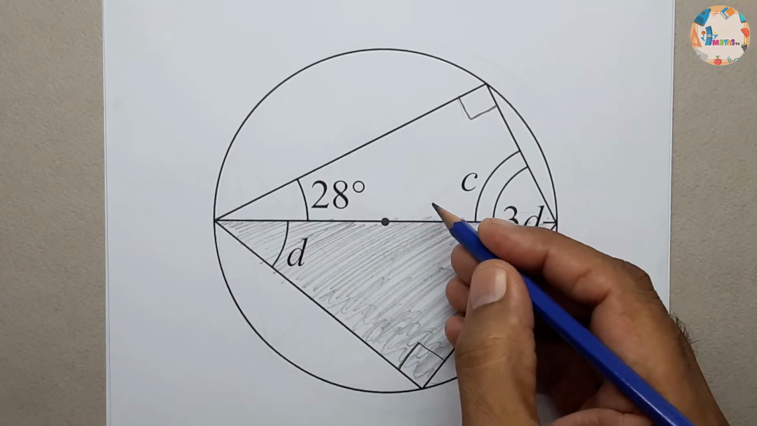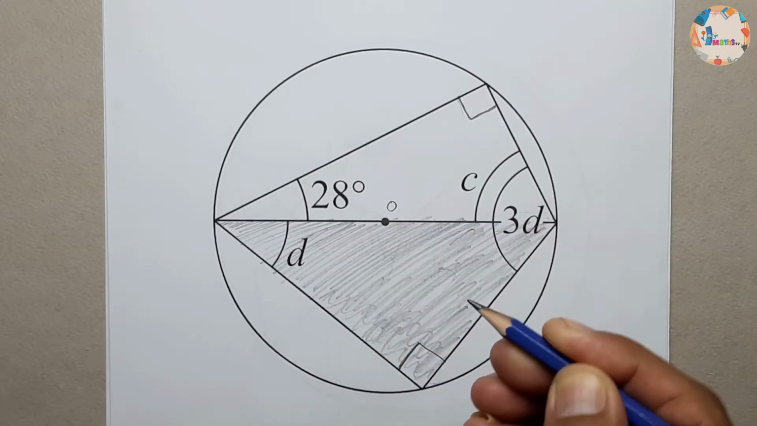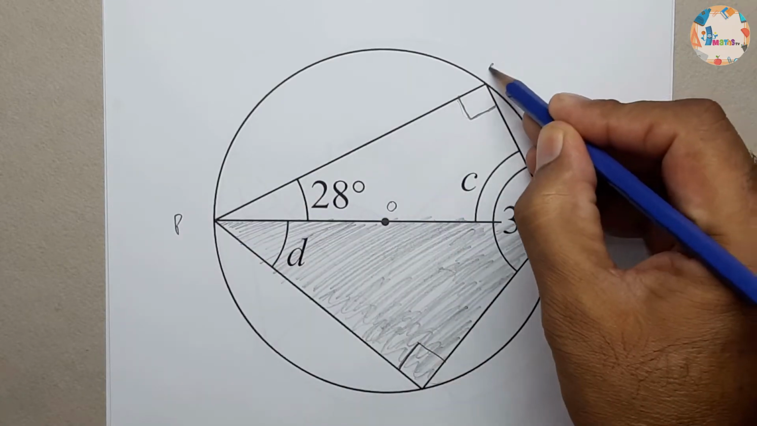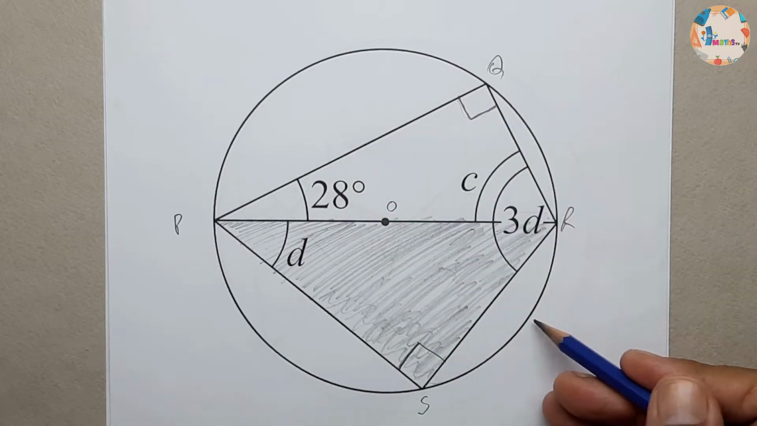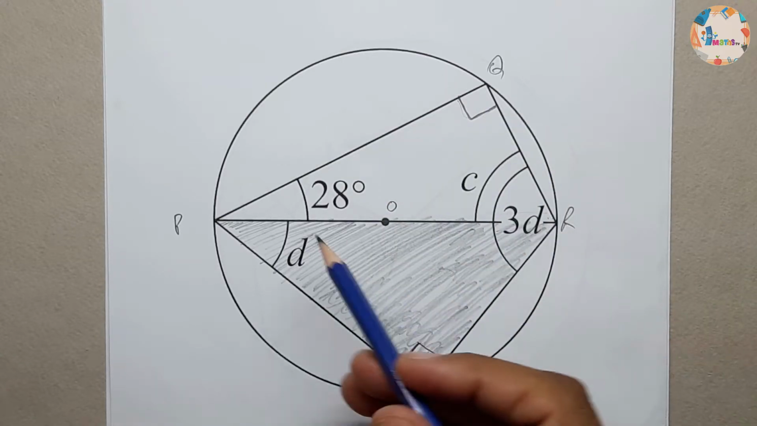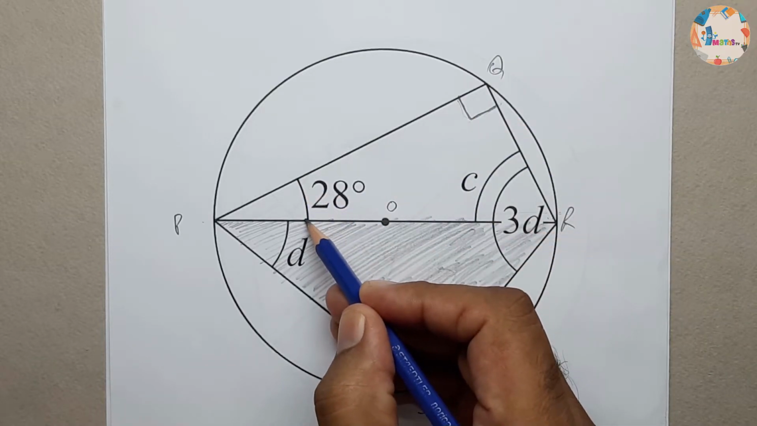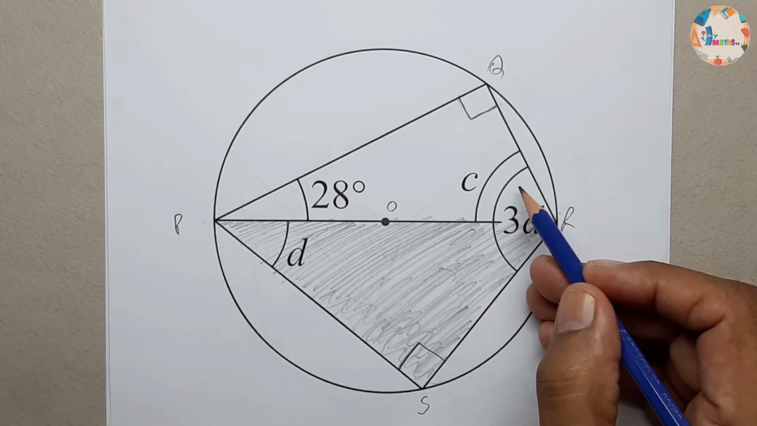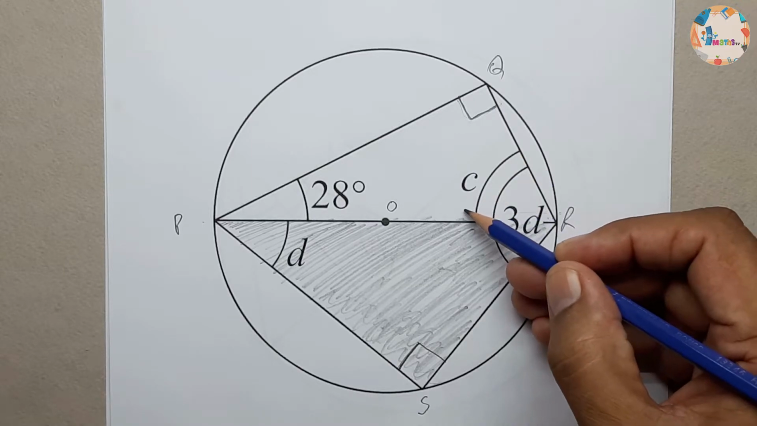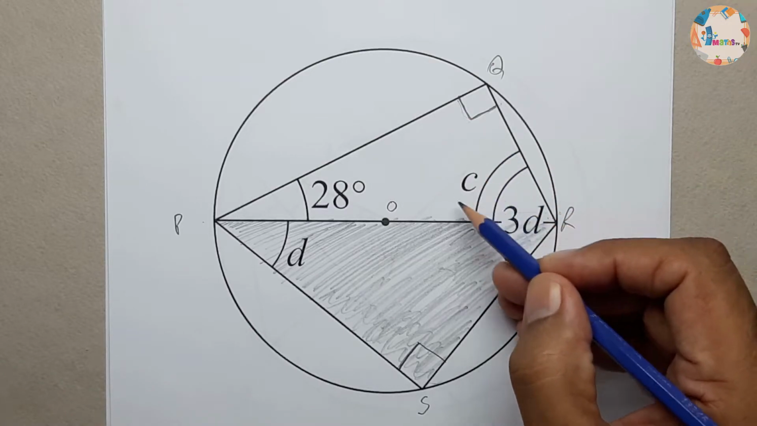Better if I name them, for example, this is O as the origin, this is P, Q, R, S. So these are the points which I have labeled. Now in triangle PQR, this is 90 degrees, this is already given, and we know by rule that the sum of interior angles of a triangle adds up to 180 degrees. So if we subtract these 2 angles from 180, we will get the answer for C.